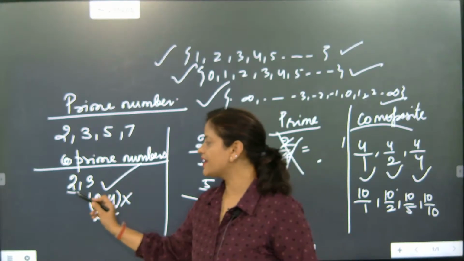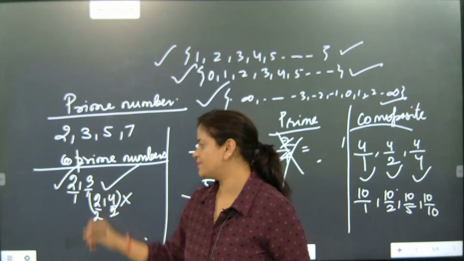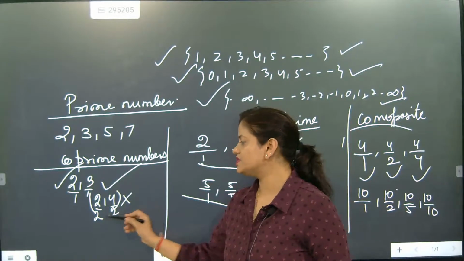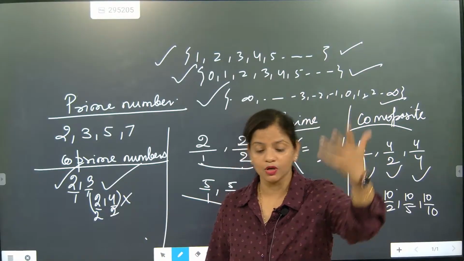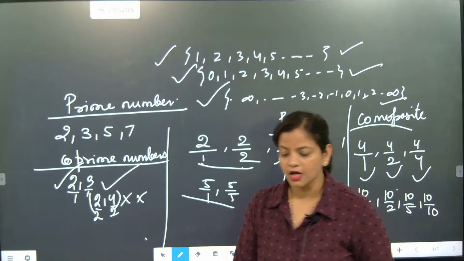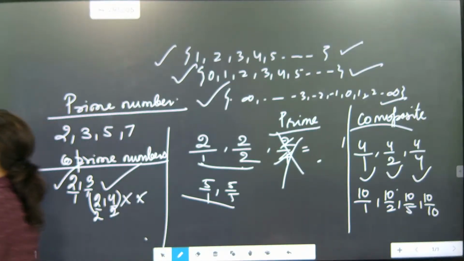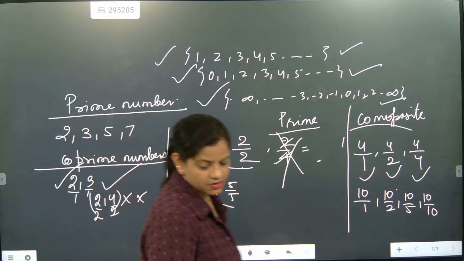But here this number can only be divisible by 1. So they are called co-prime. But this is not co-prime because it can be divisible by 1 and it can also be divisible by 2. So they will not be co-prime. Understood? So this is exactly about prime numbers, composite numbers and co-prime numbers. Understood?